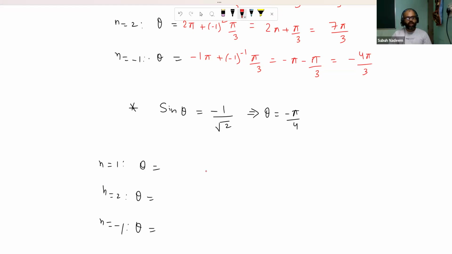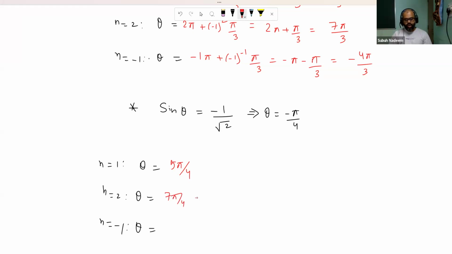Yes, for n equal to 1, what are you getting? I got 5 pi by 4. Yeah, correct. Akib, you gave this answer? Yes, sir. Okay. Now for n equal to 2. Sir, I am getting a little bit confused in power. Rishita, what about you? So 7 pi by 4.